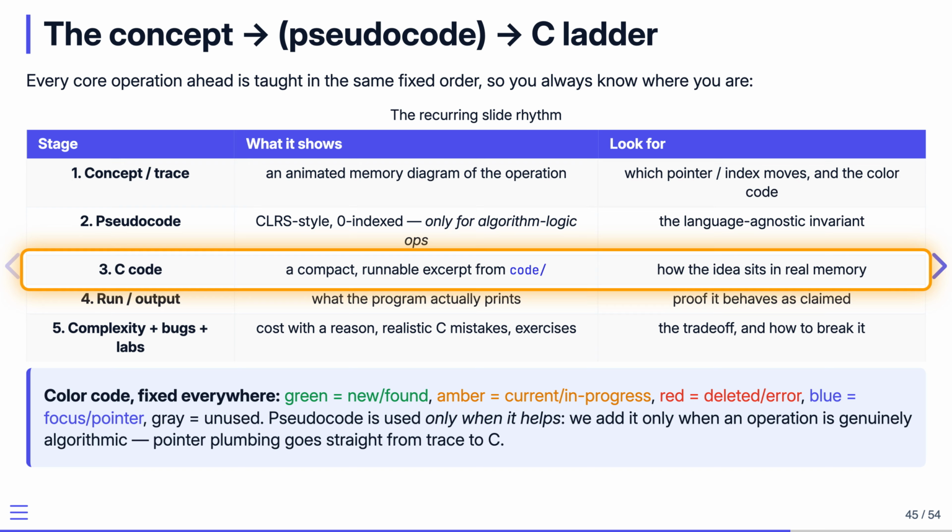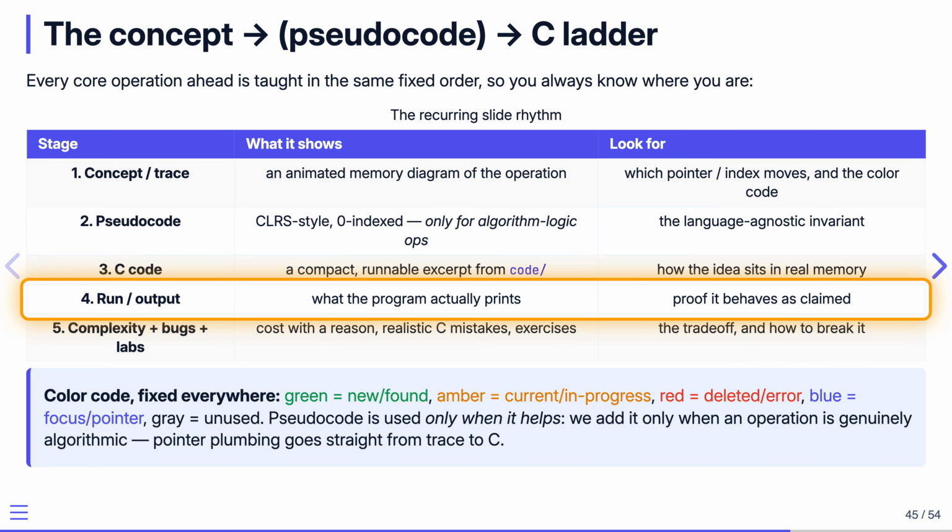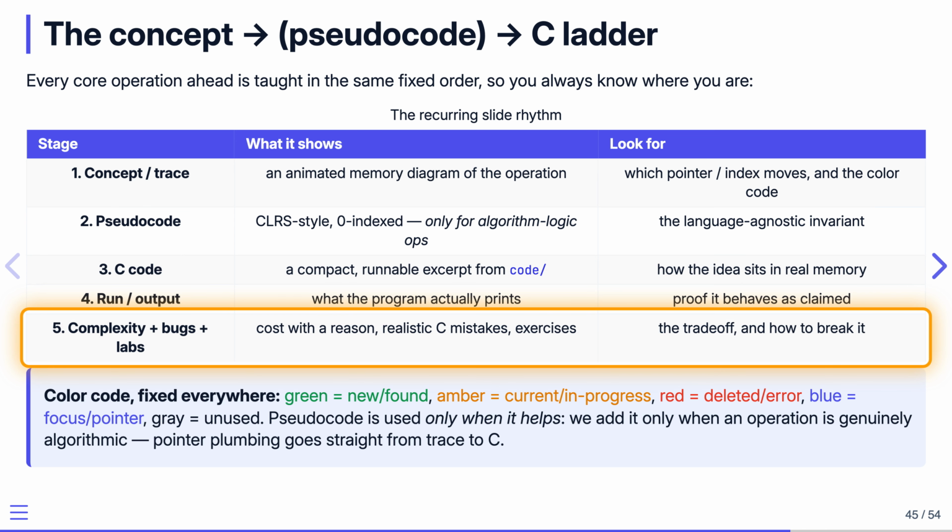Step 3 is the C code, a short, runnable piece from our code folder. This is how the idea sits in real memory. Step 4 is the run and its output. This is the proof that the program really does what we claimed. Step 5 is cost, common bugs, and labs. We give the cost with a reason, we show real C mistakes, and we give you exercises.